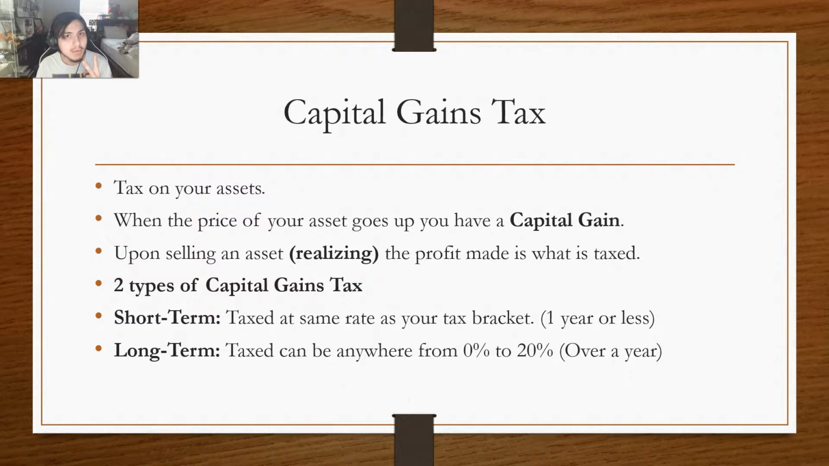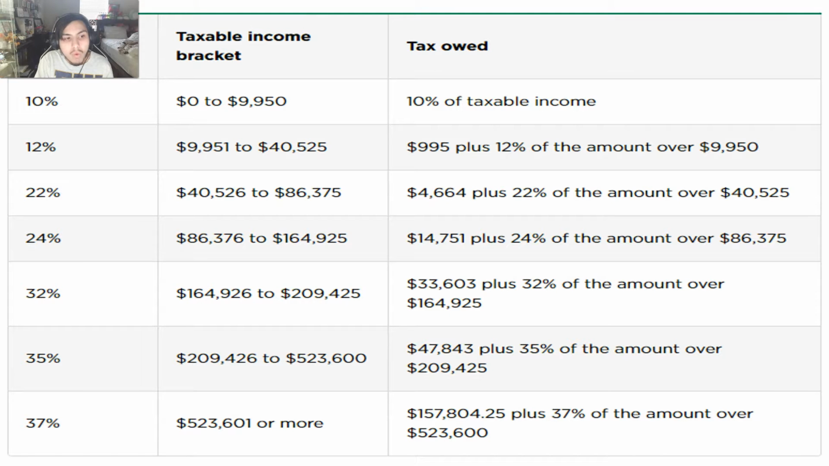There are two types of capital gains. There's the short term, which basically, if you own your asset for 1 year or less, you're going to be taxed at the same rate of your tax bracket. So, for example, in my scenario, to make it a little simple, we'll say $100K. If you make $100,000 in the year, you'd be at the 22% tax bracket. Upon selling it, you will have an additional $100K, so of that $100K, 22% will be taxed.